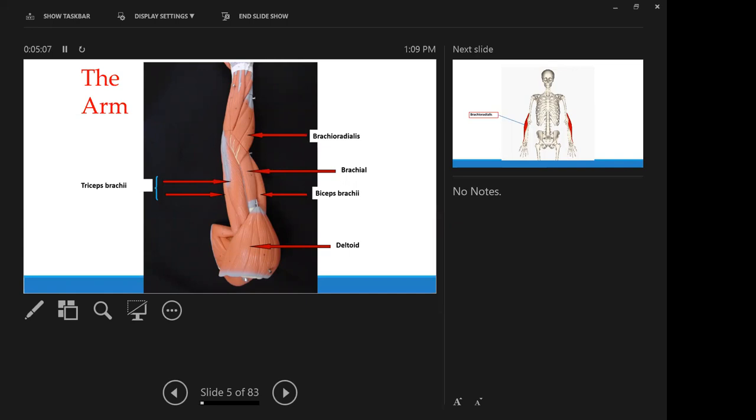So that is the brachioradialis. It allows you to take your hand and if you were to stick your arm straight out and then rotate it like you were turning a doorknob, for example. That's what the brachioradialis does.